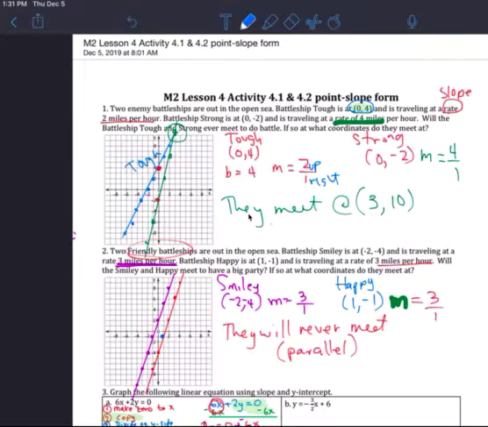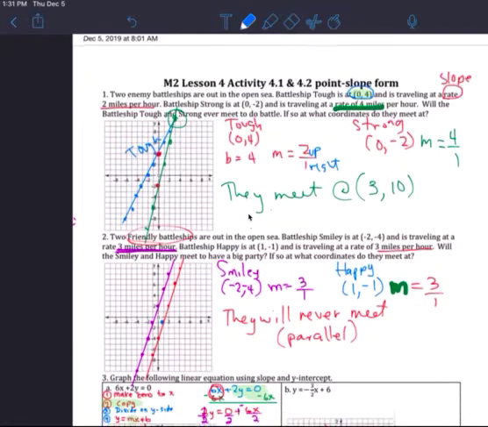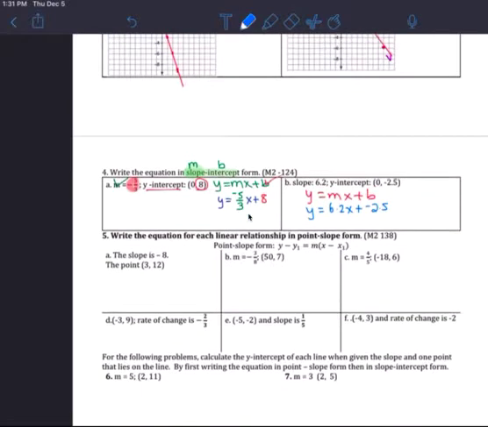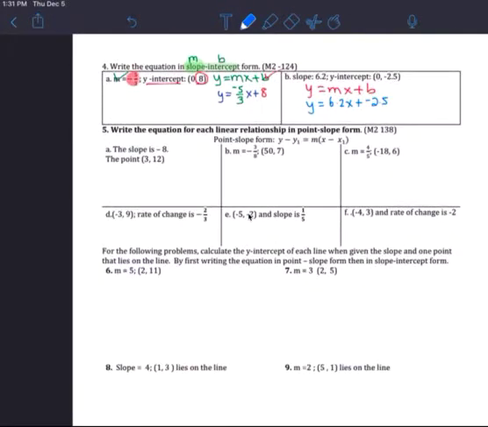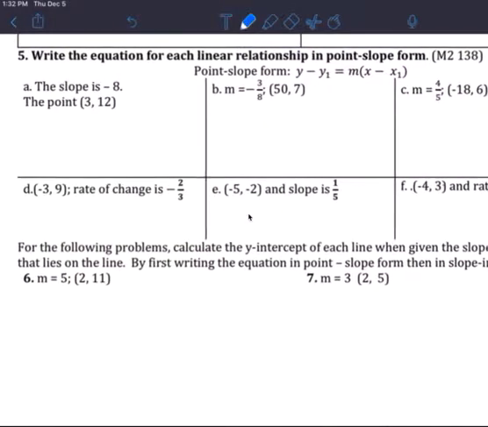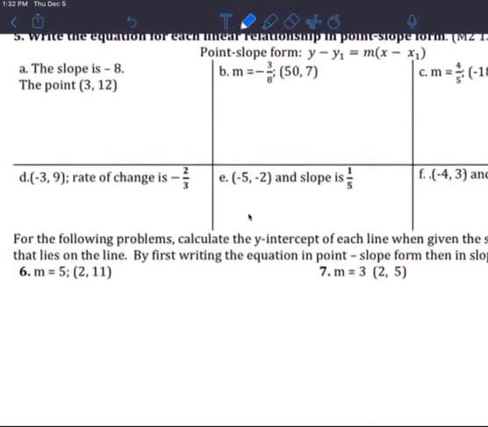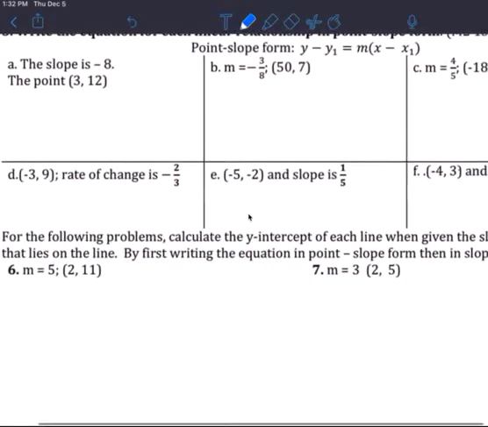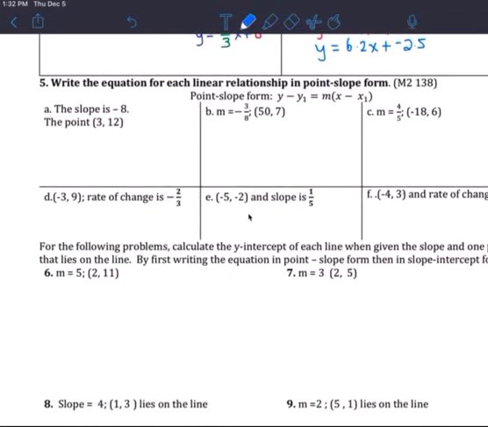Okay, this is the homework. Most classes we did number 4, all of it. Number 5 we did the first three, A, B, C. Some classes I didn't do D and F. Some classes I did F and not E. So I'll do all the bottom ones, D, E, and F.